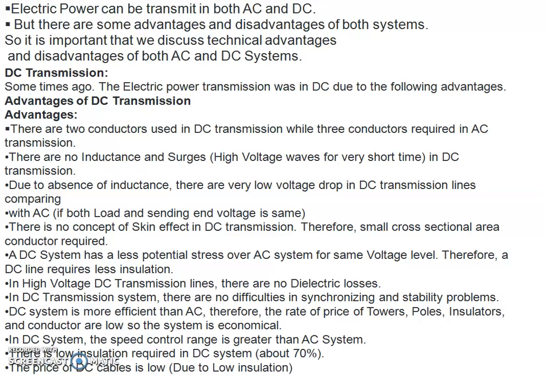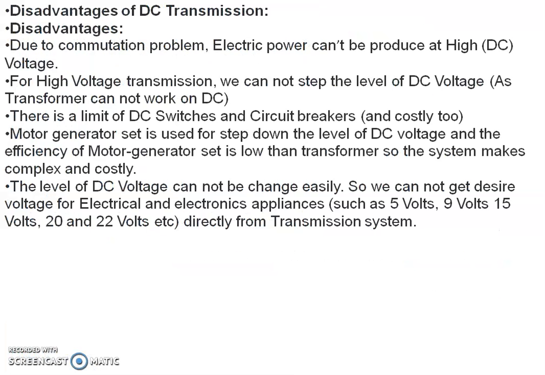There are 2 conductors used in DC transmission, while 3 conductors are required in AC transmission. There are no inductance and surges in DC transmission. Due to the absence of inductance, there is very low voltage drop in DC transmission. There is no concept of skin effect in DC transmission, therefore a small cross sectional area conductor is required. Also in DC transmission there are no difficulties in synchronizing and no stability problems. These are some of the advantages of DC transmission.